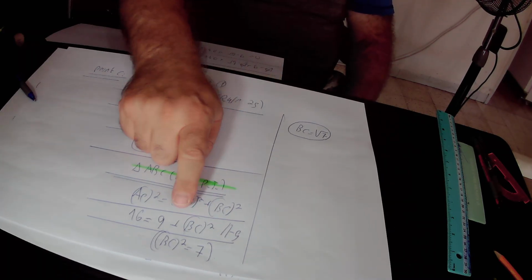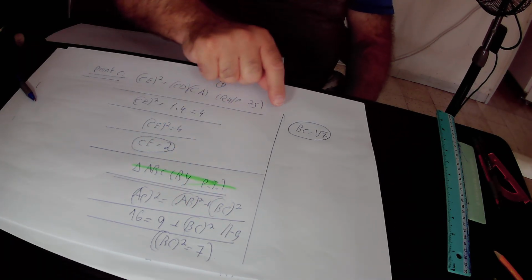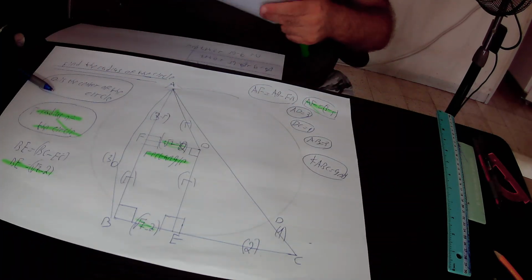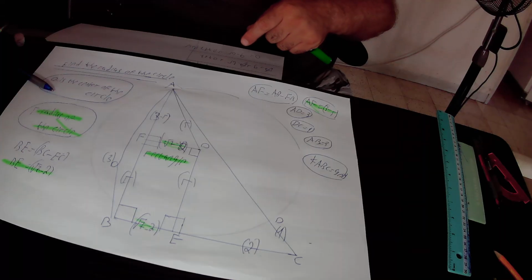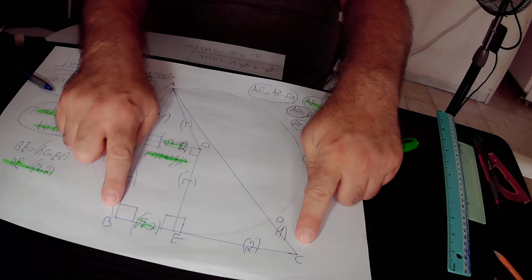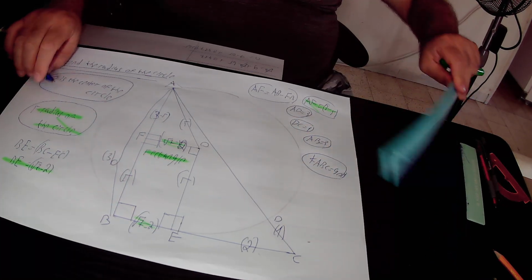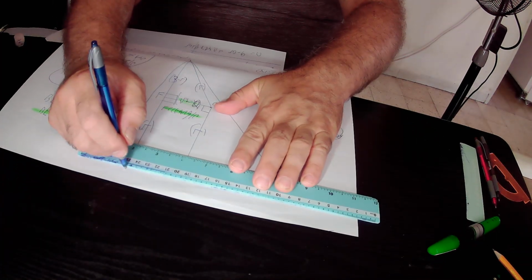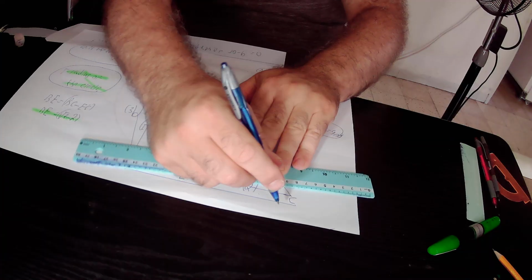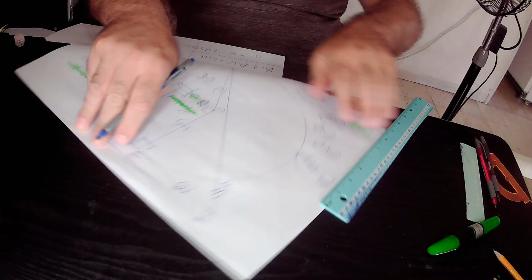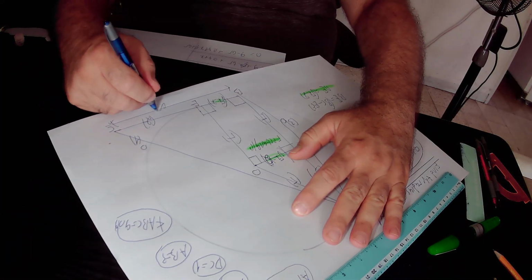Here, we took a root of this equation, and we found that BC equals the square root of 7 units in length. This is side BC. In total, side BC equals the square root of 7 units in length.